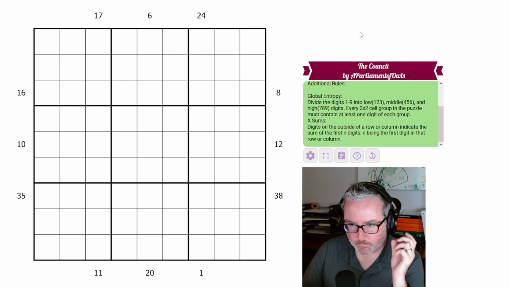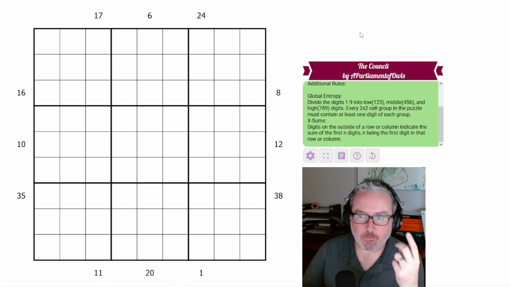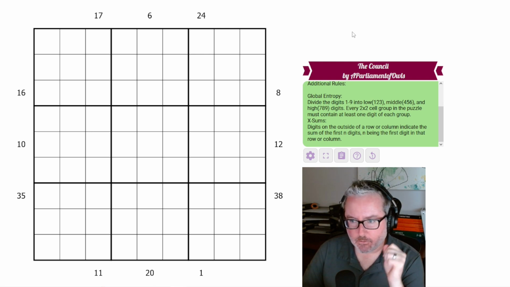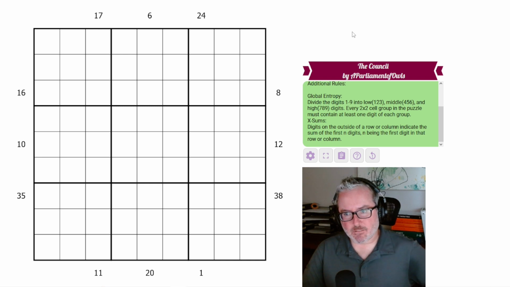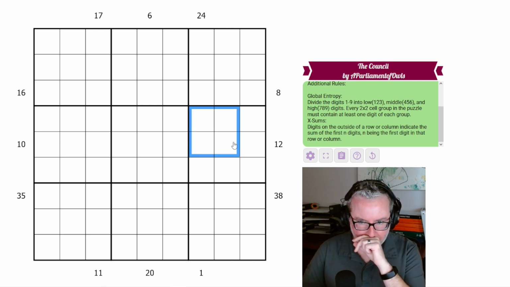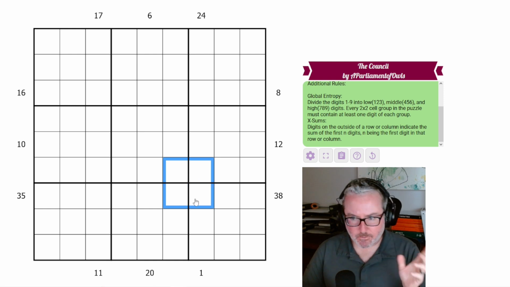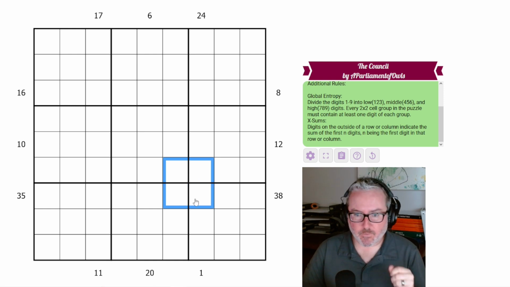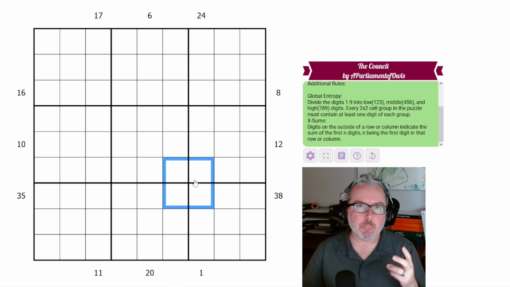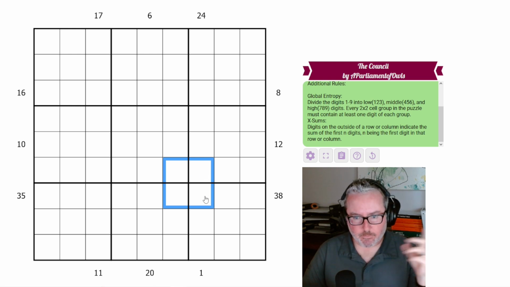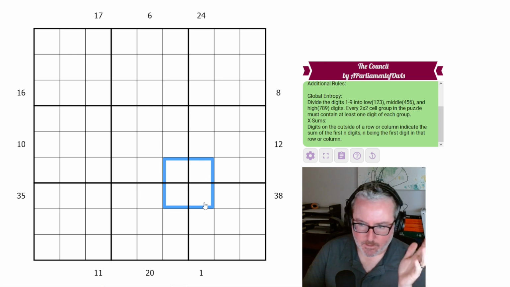But anywho, global entropy. Divide the digits 1 to 9 into low, middle, and high digits. So low is 1, 2, 3, middle is 4, 5, 6, and high is 7, 8, 9. Every 2x2 cell group in the puzzle must contain at least one digit of each group. So pick any random 2x2 group of cells, and you must have one high, one middle, and one low, so 3 of those 4. The other one can be whatever it needs to be.